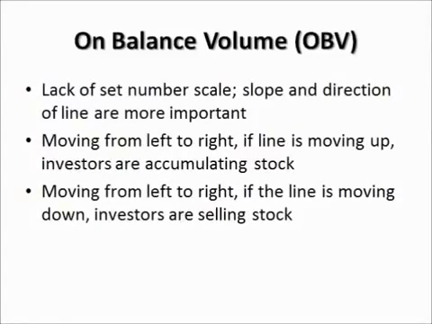If we move from left to right, and the line is sloping upwards, that means investors are accumulating stock. In other words, there's more buying power. And if it's moving from left to right and the line is moving downwards, that means investors are selling the stock. That should give you a pretty good idea, moving on to the next slide, of what that actually looks like and how it translates into price.